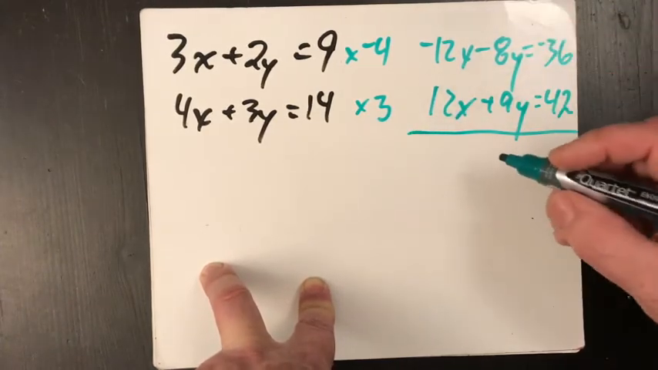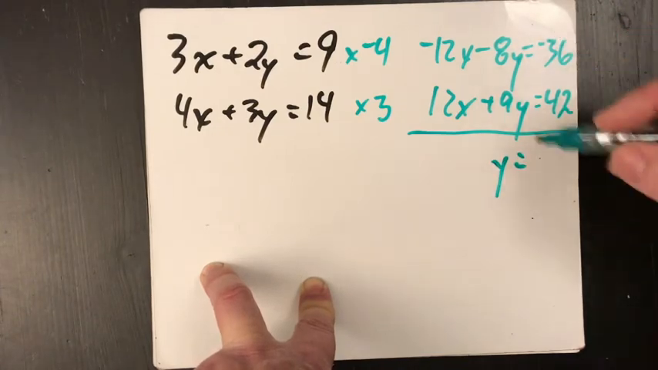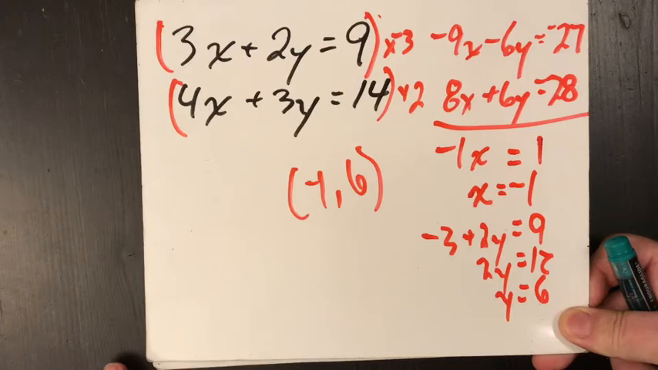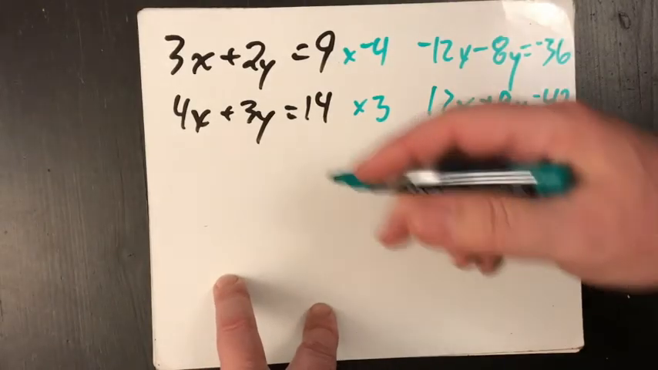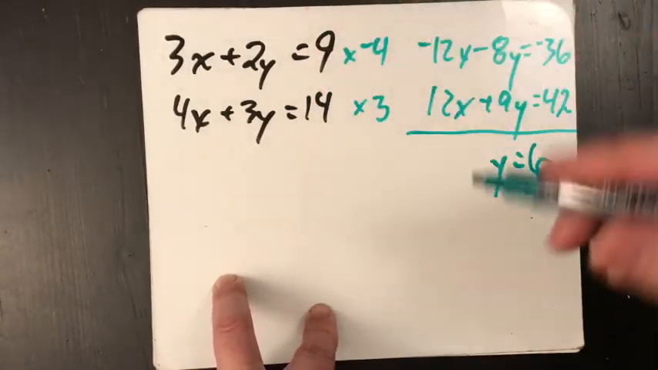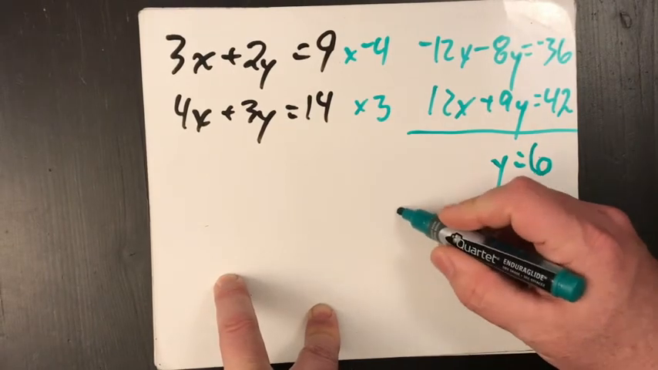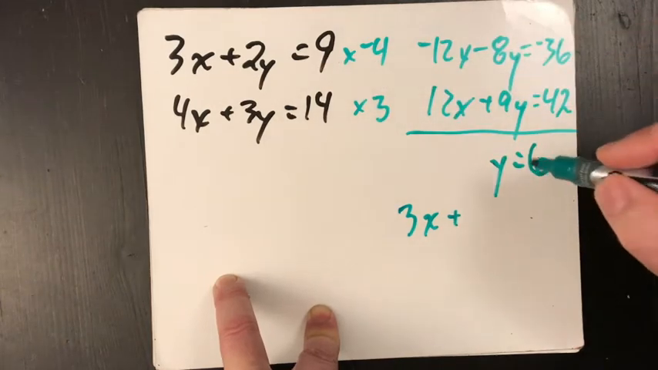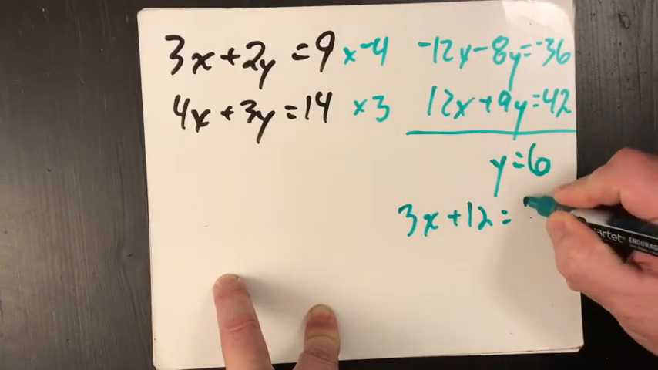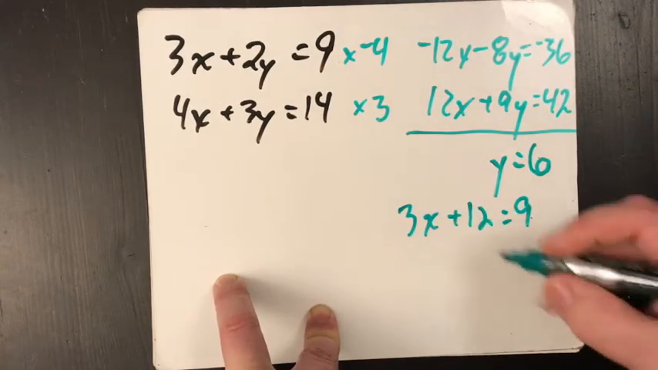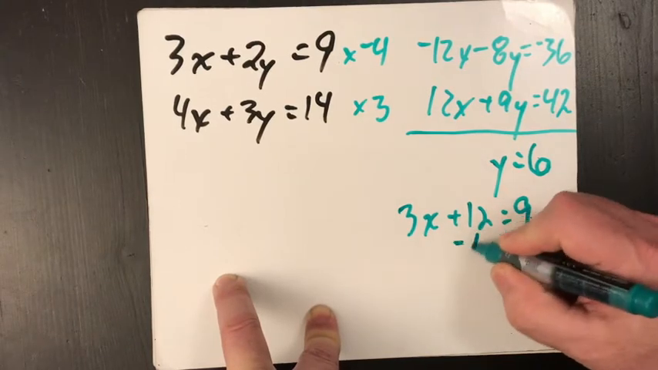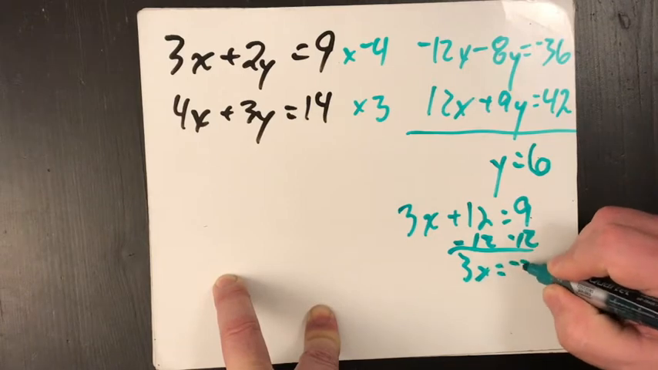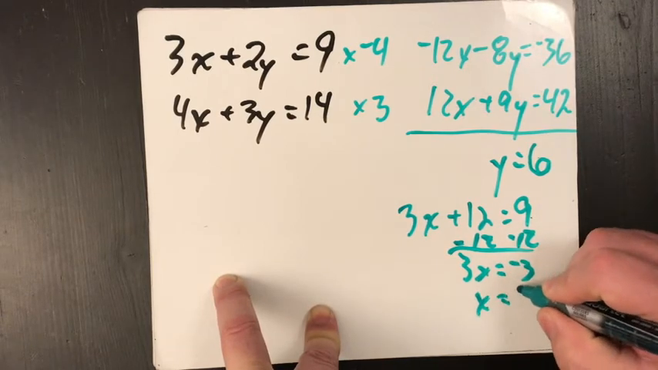Now, negative 8 plus 9 is 1y. Negative 36 plus 42 is positive 6. Oh, look, y is 6. At this point, the numbers are smaller on the top one. I know what y is this time, so I'm going to write 3x plus 2 times 6, which is 12, equals 9. You see the way that's going to work out? Subtracting 12 from both sides, we get 3x is negative 3, which means that x is negative 1.